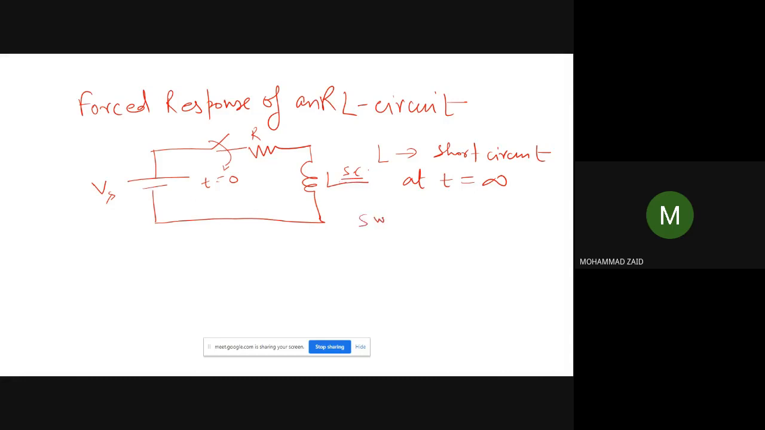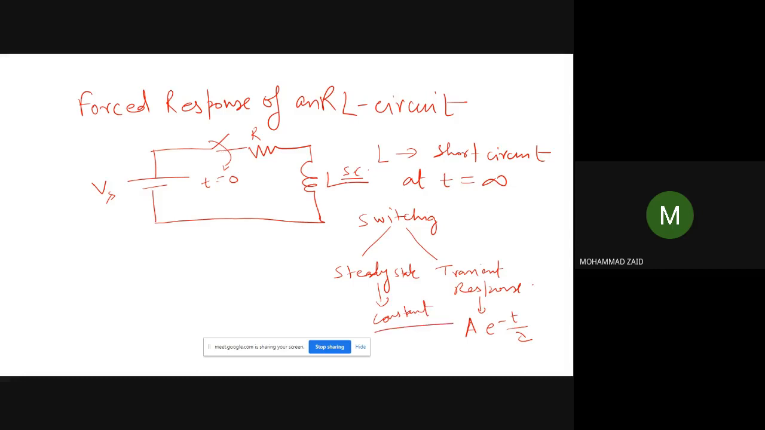So obviously this is also a switching circuit, and a switching circuit like this will also have two kinds of responses: one is the steady state response, and one is the transient response. Till now we have seen that the transient response of a system is in the form of k times e to the power minus t by tau, and the steady state response is a constant response.